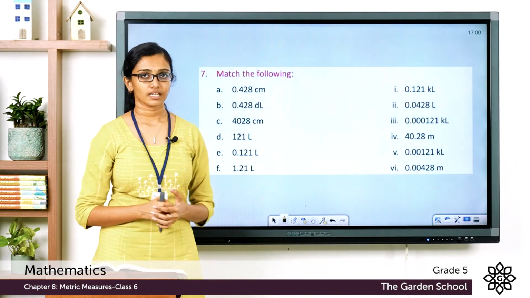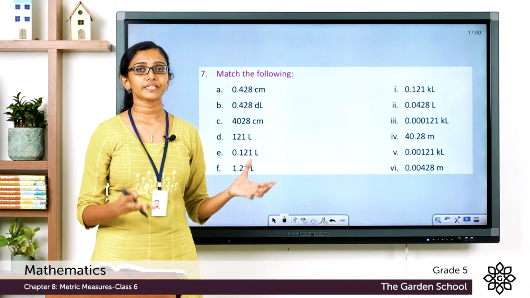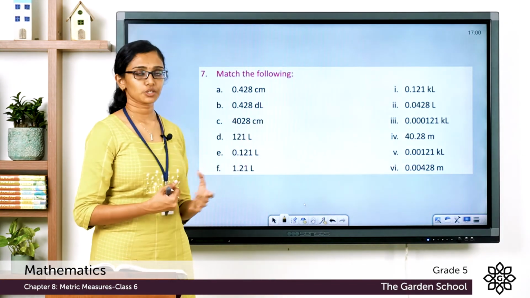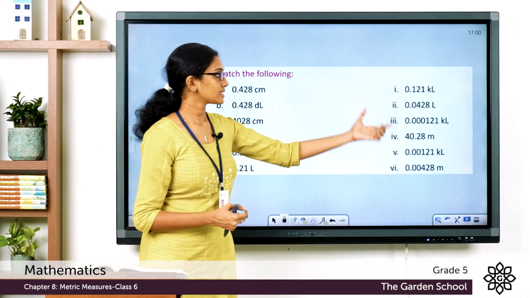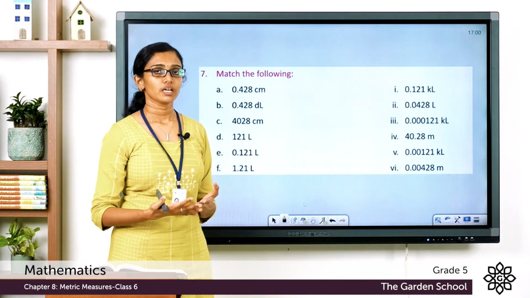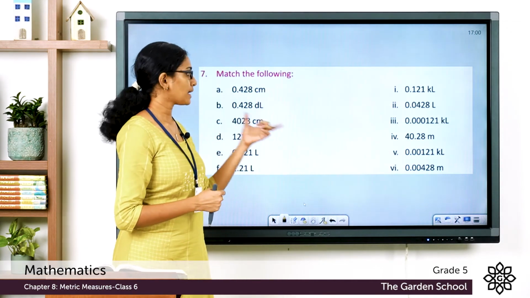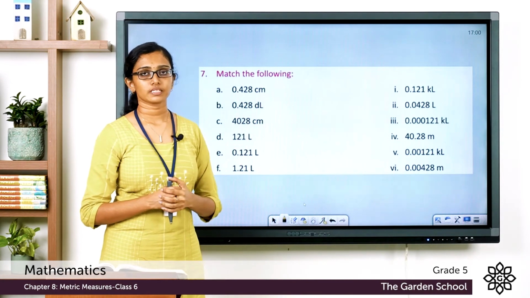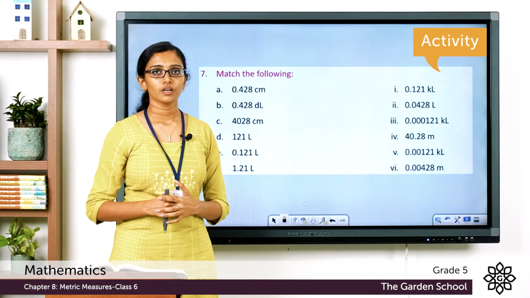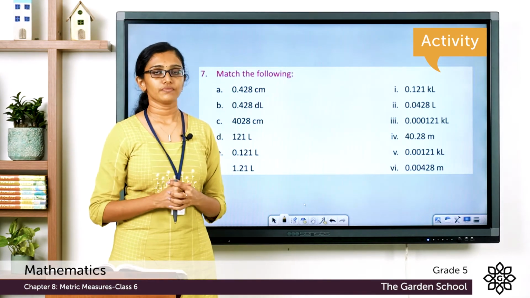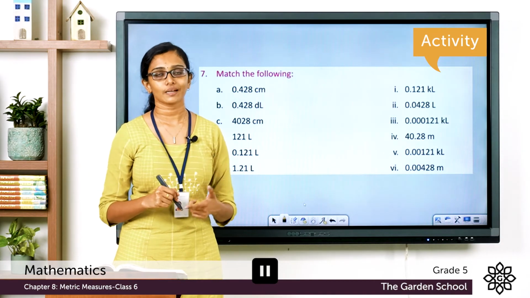Now the last question. Match the following. So this question is about finding out the equivalent measurements of the given measurements. In the left column, you can see some measurements, and in the right side, the equivalent measures in terms of different units are given. Now you have to match each of these measurements with the correct pair. You do this as an activity now. You have to do the calculations very carefully. Please pause this video, finish this exercise and come back.